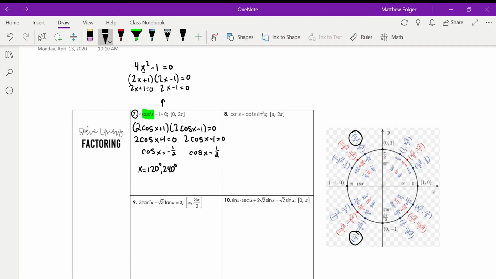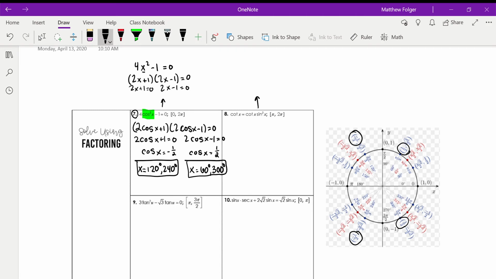For the second one, where is the x value positive 1/2? Well, that's at 60 right here, and that's at 300 right there. So 60 and 300. There's actually 4 answers here because each one of these that we factored gave us 2 answers. So using the unit circle can sometimes simplify the process just a little bit because you don't have to use reference angles that way. So if this makes it easier for those of you who struggle with the last one, that's great. Do it this way. That's fine. So let's look at number 8 now.